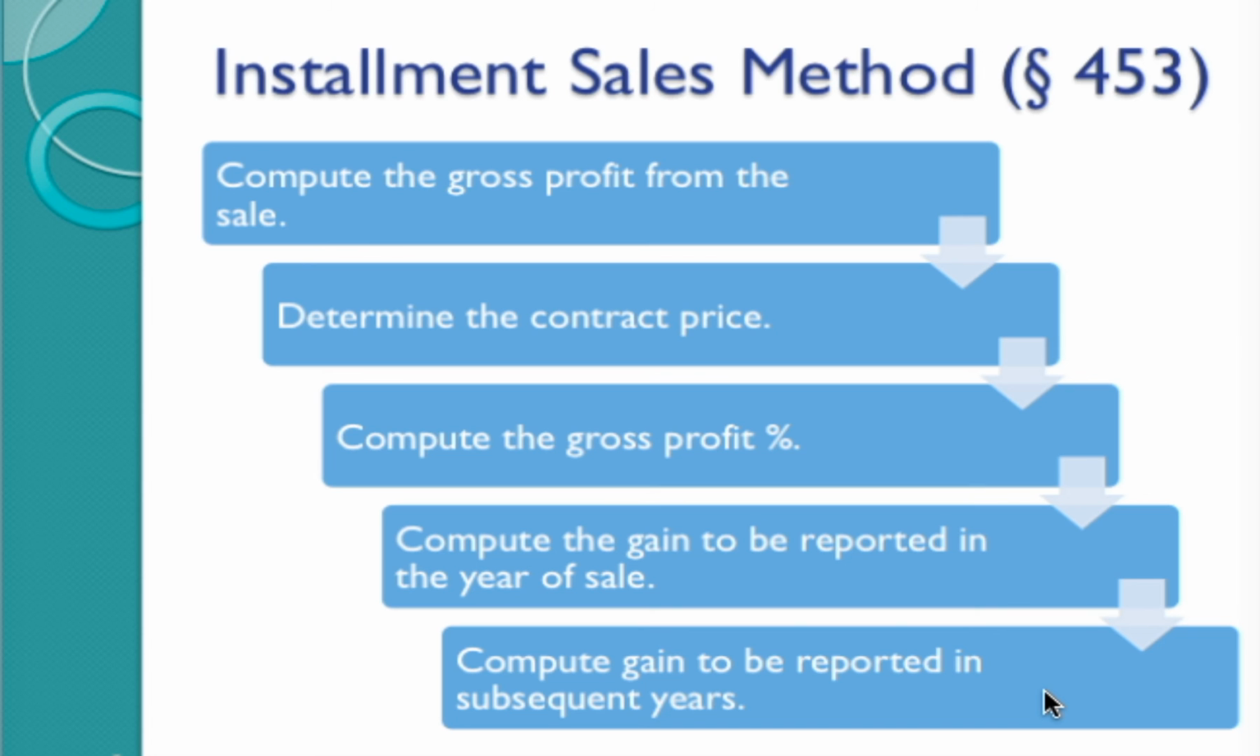Under the installment sales method, this occurs basically when the sale is made and you're receiving payments on the sale extending past the current tax year. So under that method, you're going to compute the gross profit from the sale, determine the contract price, compute the gross profit percentage, compute the gain to be reported in the year of sale, and then compute gain to be reported in subsequent years.